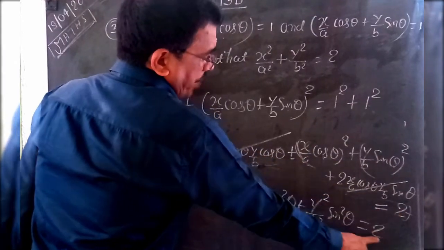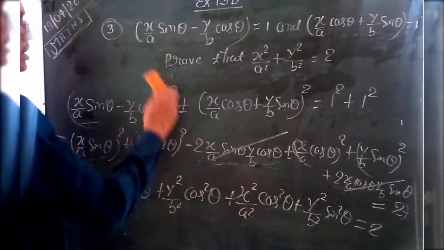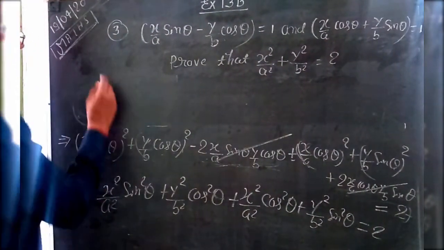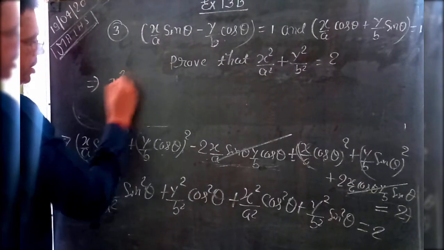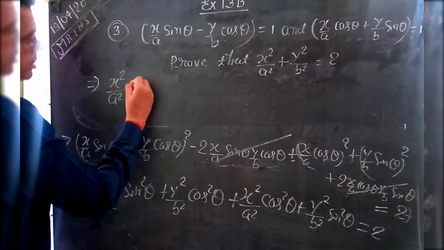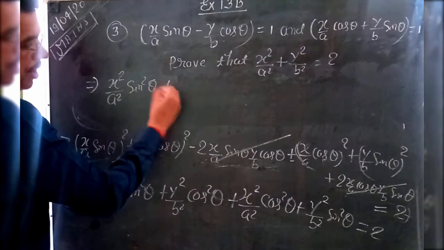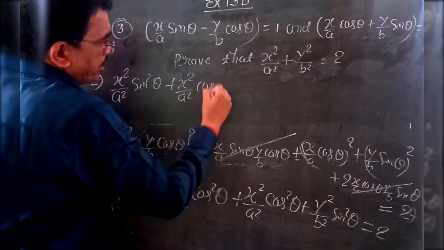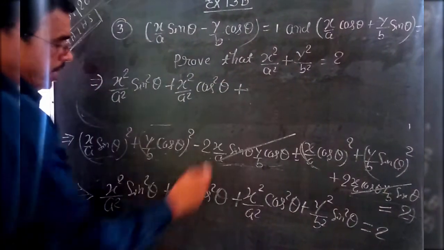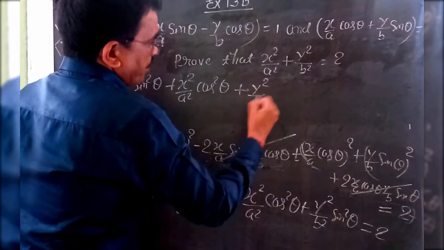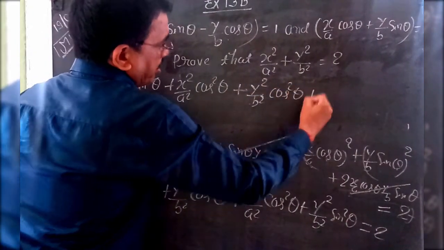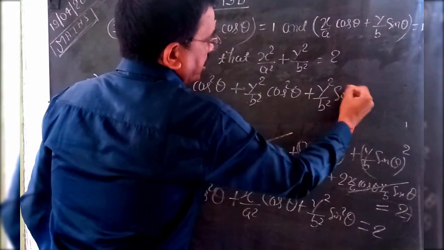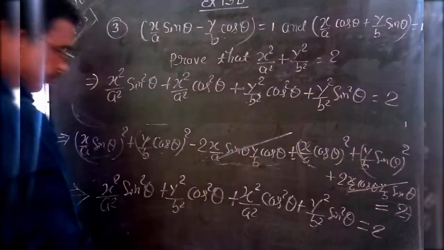So RHS, we write here RHS is 2. Now last step, here is x square by a square sin square theta, and here is also x square by a square cos square theta, plus y square by b square cos square theta, plus y square by b square sin square theta is equal to 2.